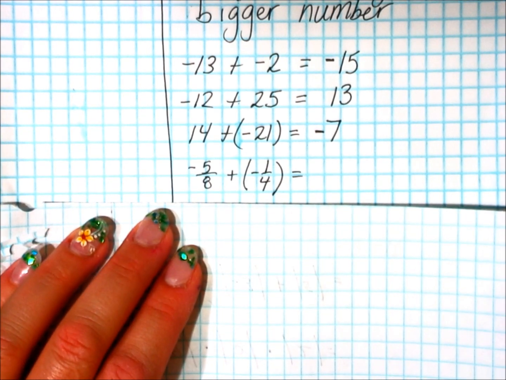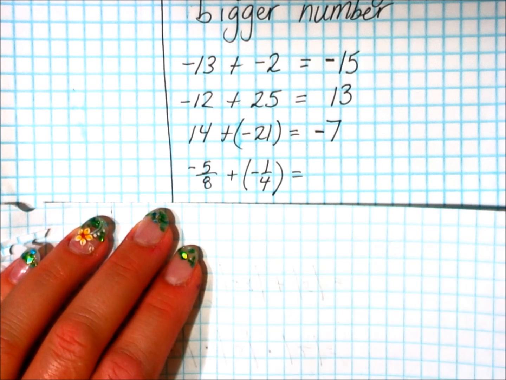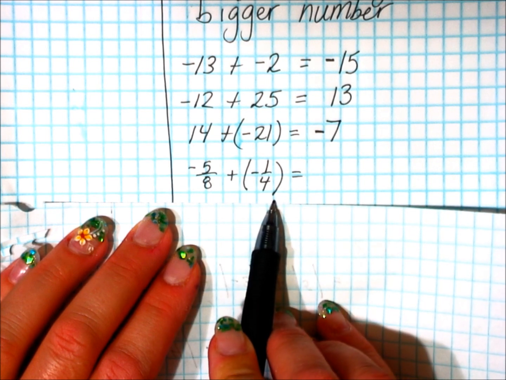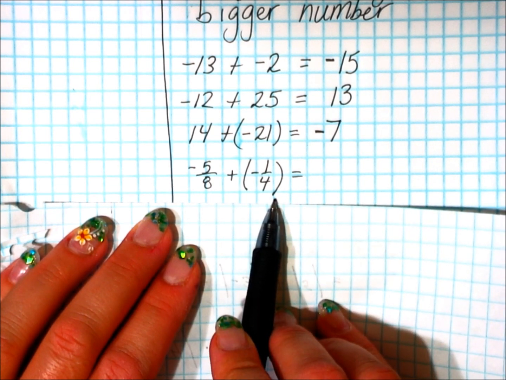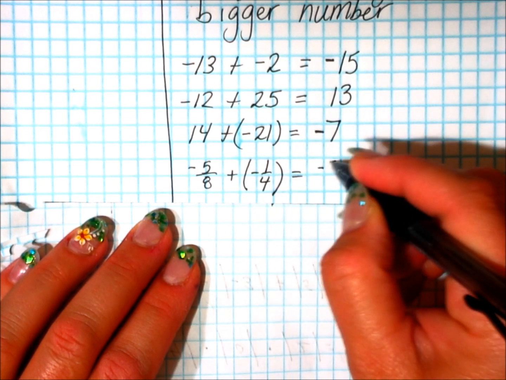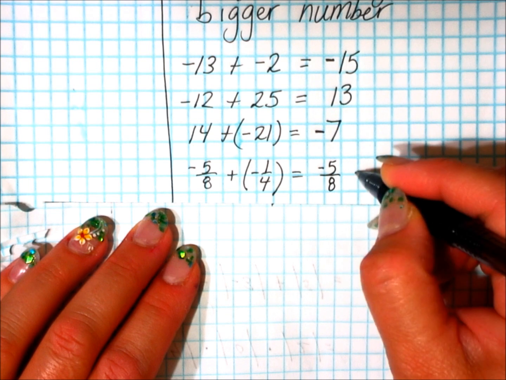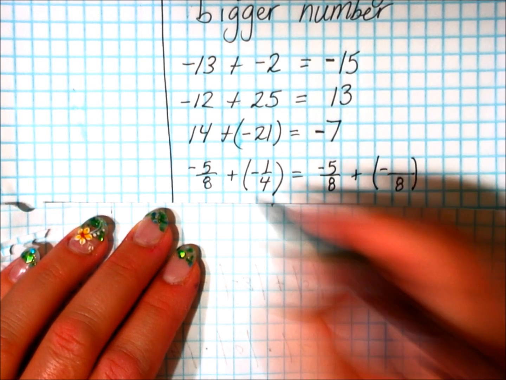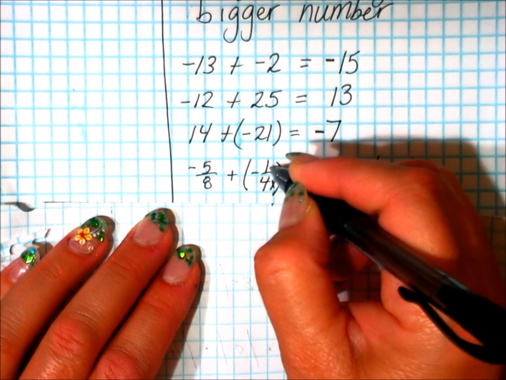Okay, now as soon as you see fractions, I know that makes it more difficult, but that doesn't mean it's not doable. You need to find the common denominator. So the common denominator between 8 and 4 would be 8. So when we're looking at this, the first fraction stays the same. We want an 8 on the bottom. So here I have to multiply by 2.